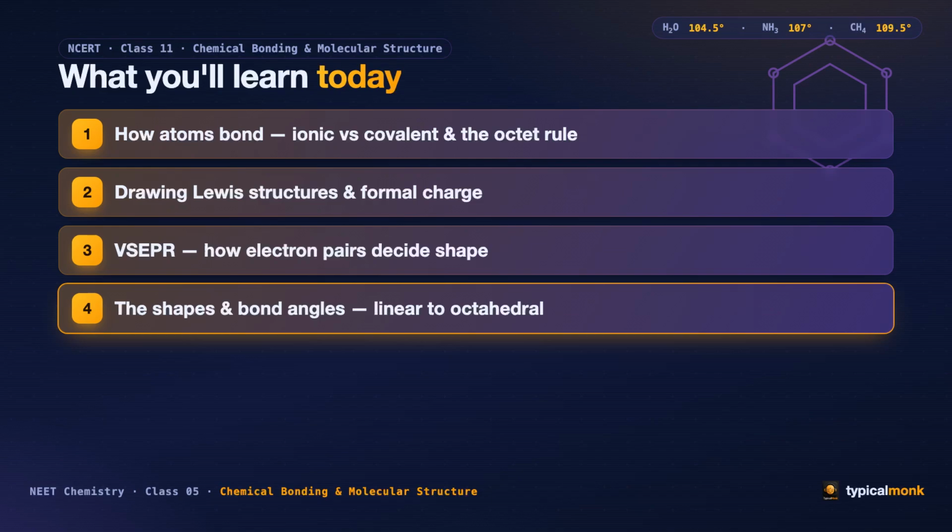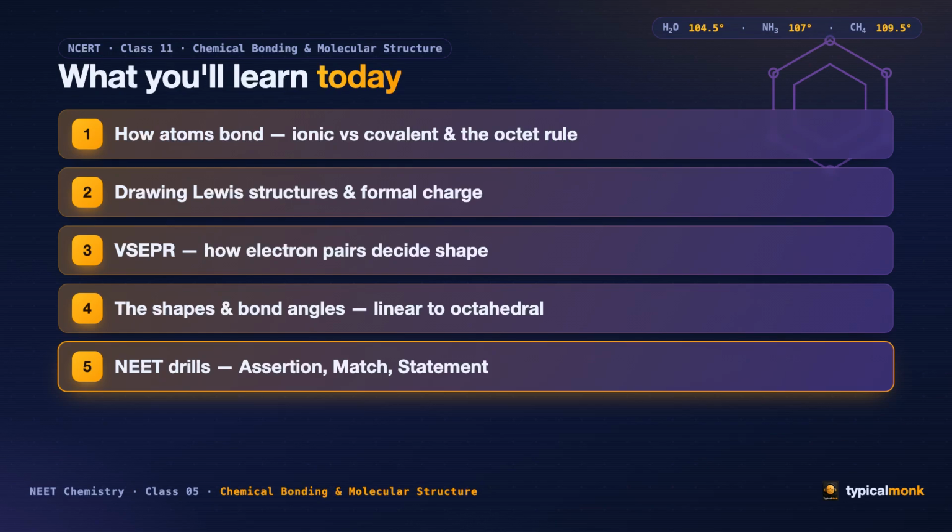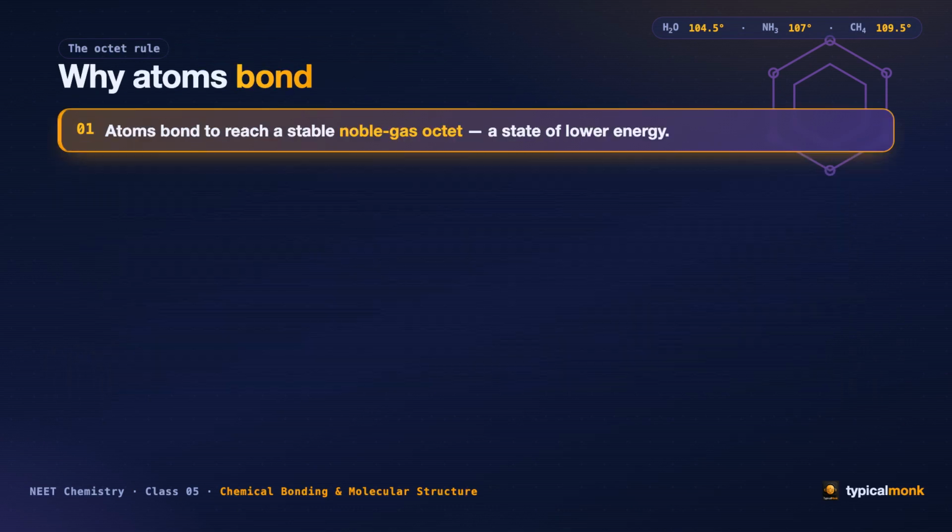Fourth, the shapes themselves and their bond angles, from linear all the way to octahedral. And fifth, the NEET drills, assertion and reason, match the column, and the how many are correct format. So everything you learn today, you can also score with. Ready? One idea at a time. Let us start with the deepest question. Why do atoms bond in the first place?